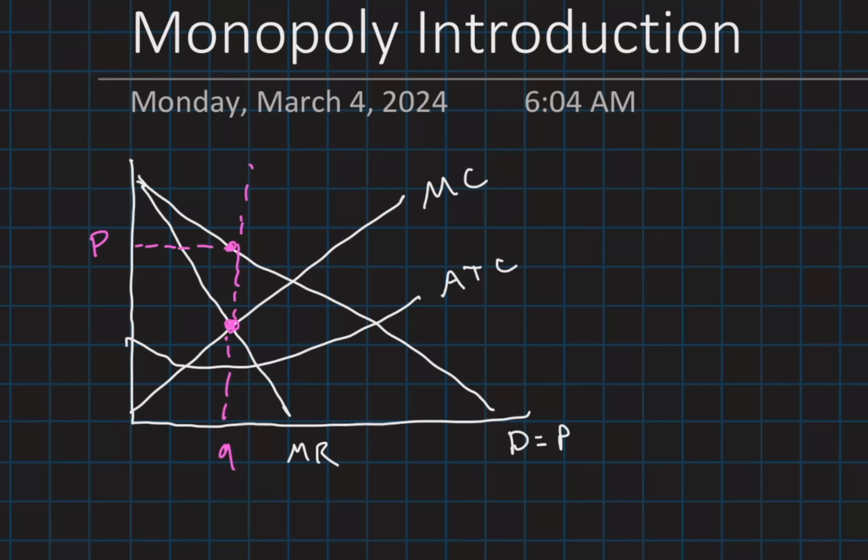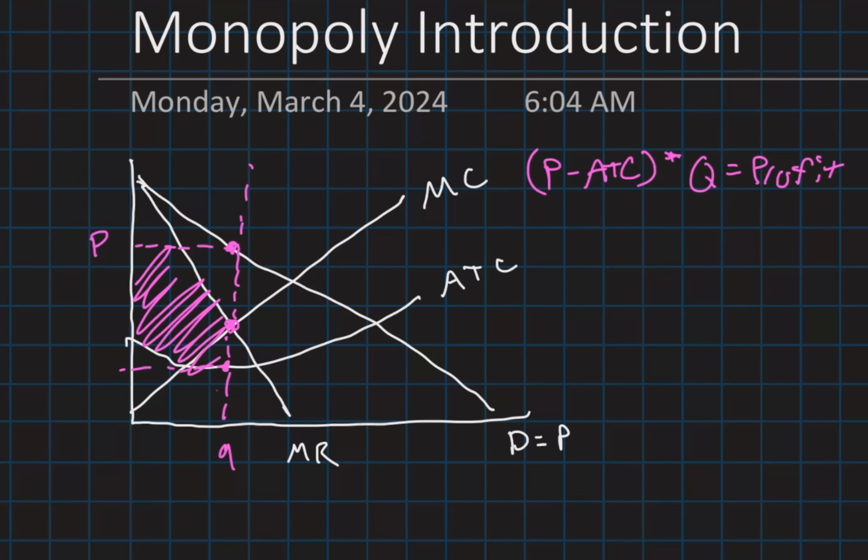So how do we find the profit? Well, we look, where does the quantity line intersect with the average total cost curve? It intersects right here. So price minus average total cost, times quantity, is equal to profit. Okay, so price minus average total cost times quantity. So this is our profit. That's how much profit the monopoly is earning.